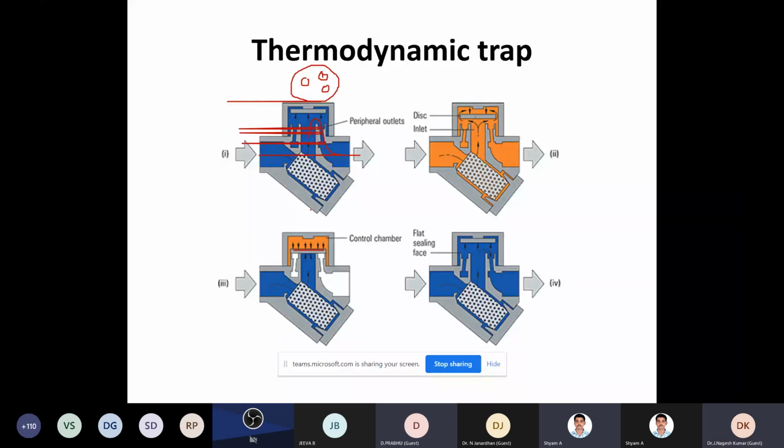So this is a typical thermodynamic trap. Then, after some time, the steam will condense, and again, whether steam or condensate, the same operation will take place.